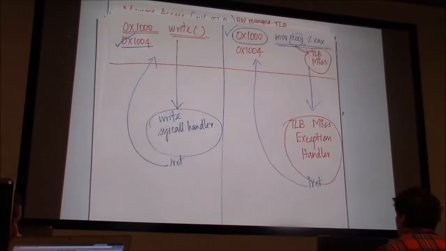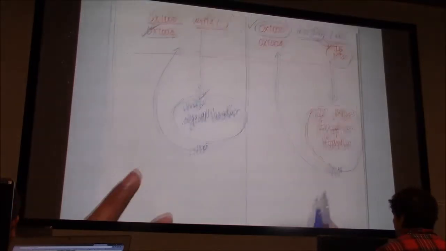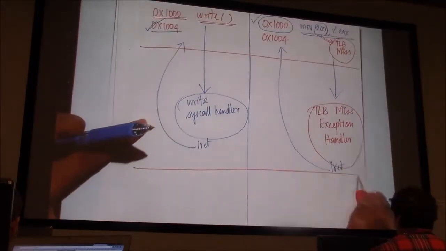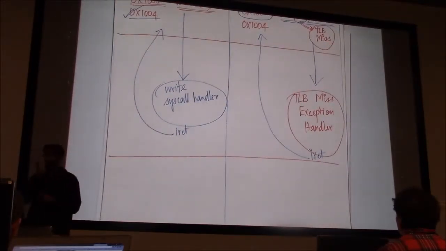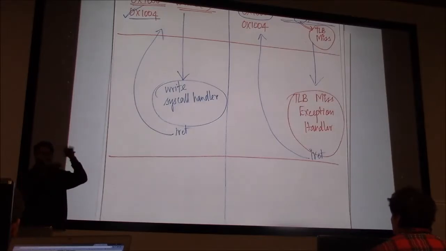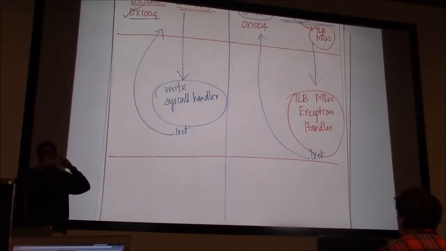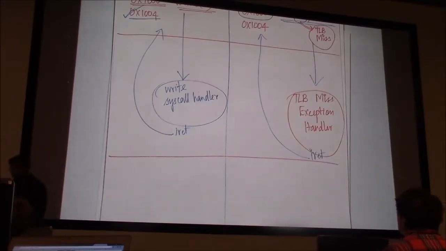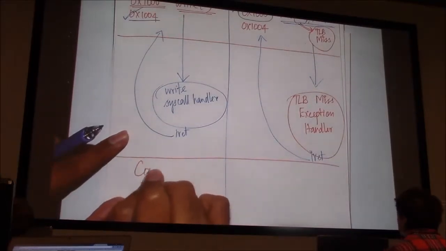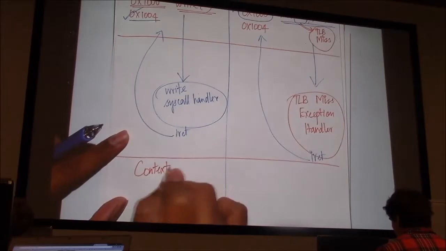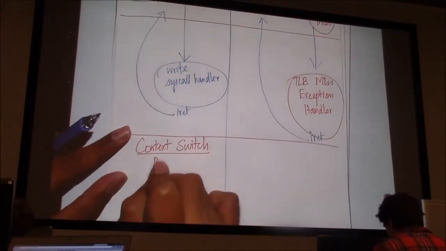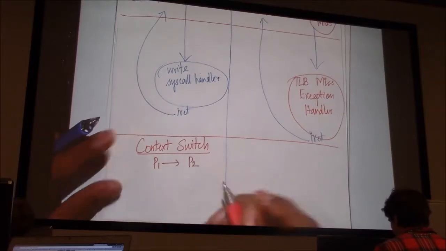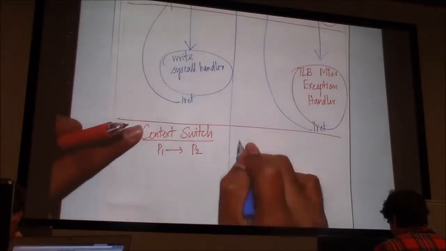Now, an important problem in TLBs is, till now we were just assuming a single process was running, and the process has some of its page table entries cached in the TLB, right? So what happens when a context switch happens? Let's assume there is a context switch from process P1 to P2, okay? And currently the TLB's contents look like this.